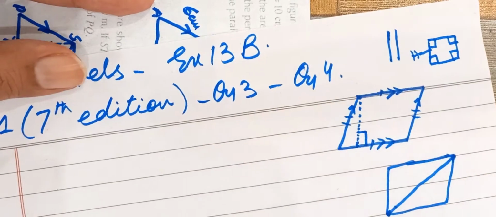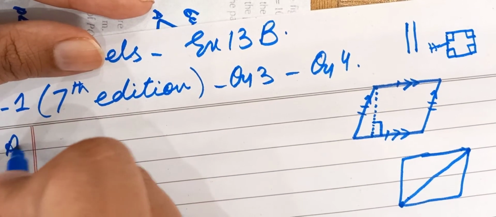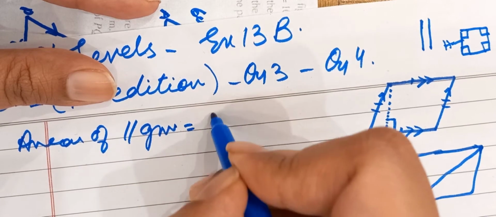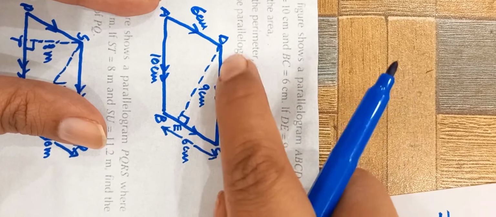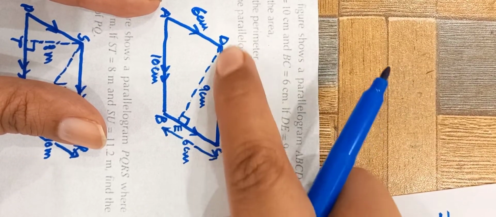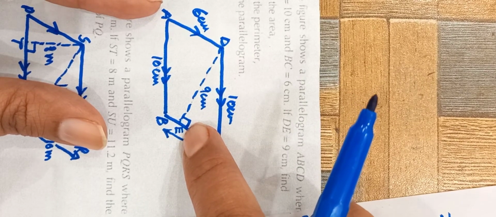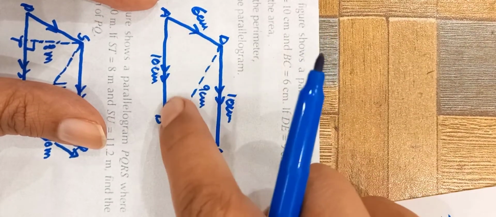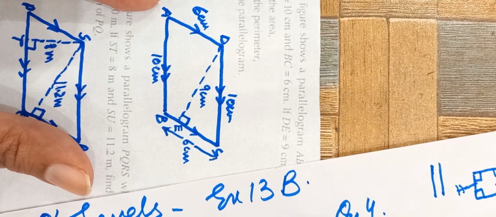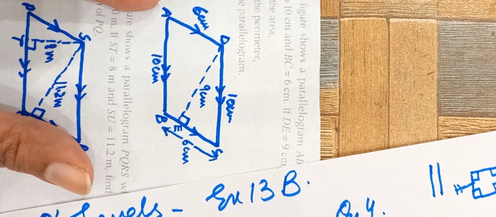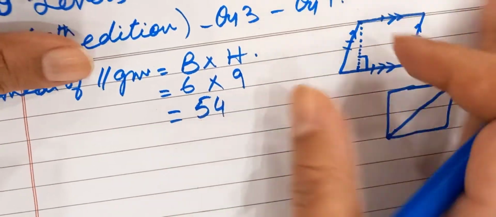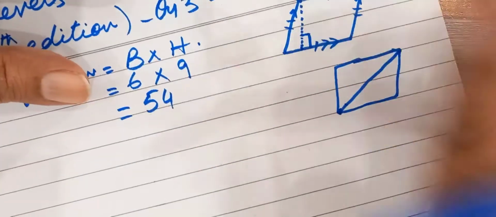So area is very easy to calculate. Area of parallelogram is equal to base into height. Now I know base is this, because this dotted line is the height which is making a 90-degree angle on BC. So BC is the base, AB is not the base. So I will write 6 centimeter for base and height is 9. So 6 nines are 54 centimeters square is the area of this parallelogram.